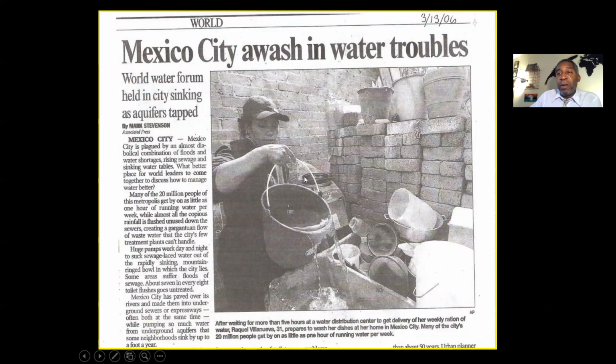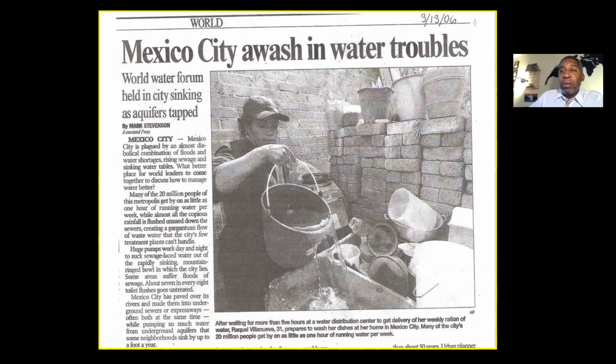So speaking of issues in cities in developing countries, here's an article about the water issue in Mexico City. The caption of the image says, after waiting for more than 5 hours at a water distribution center to get delivery of her weekly ration of water, Raquel Villanueva, 31, prepares to wash her dishes at her home in Mexico City. Many of the city's 20 million people get by on as little as 1 hour of running water per week.